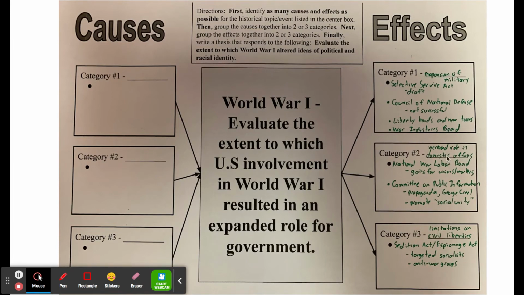Okay, second category here is this increased role in domestic affairs. So just the government's role in people's everyday lives changed during World War One. So you have the National War Labor Board, which was a way for unions, because during a war, one of the things you don't want is for workers to stop working to produce the things you need for the war. So this was an effort to make sure that the unions and the workers kept working and didn't go on strike or anything like that.